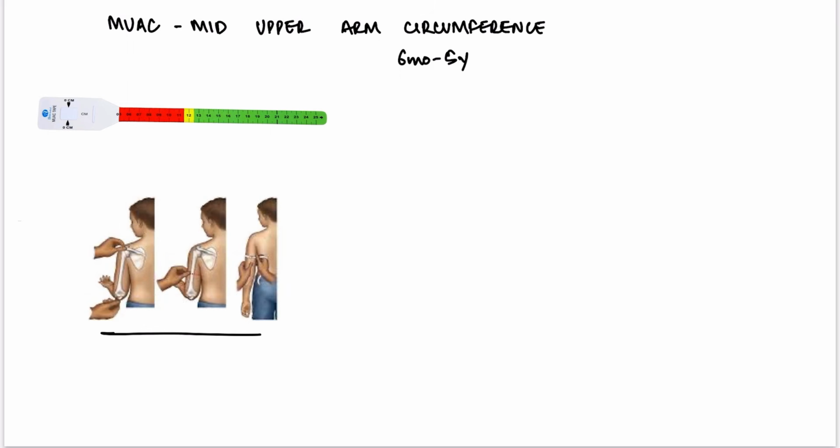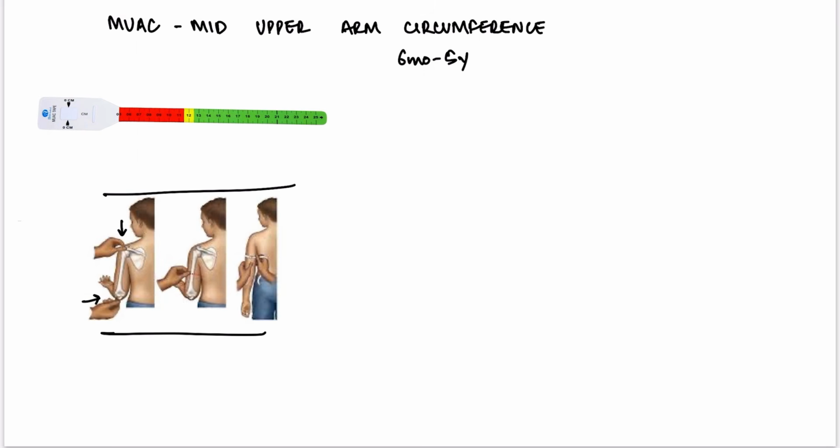This is how you measure the mid upper arm circumference. You take two bony points. We take the acromion process and the olecranon process and make a line joining these two. And at the midpoint of that line, you measure the mid upper arm circumference.